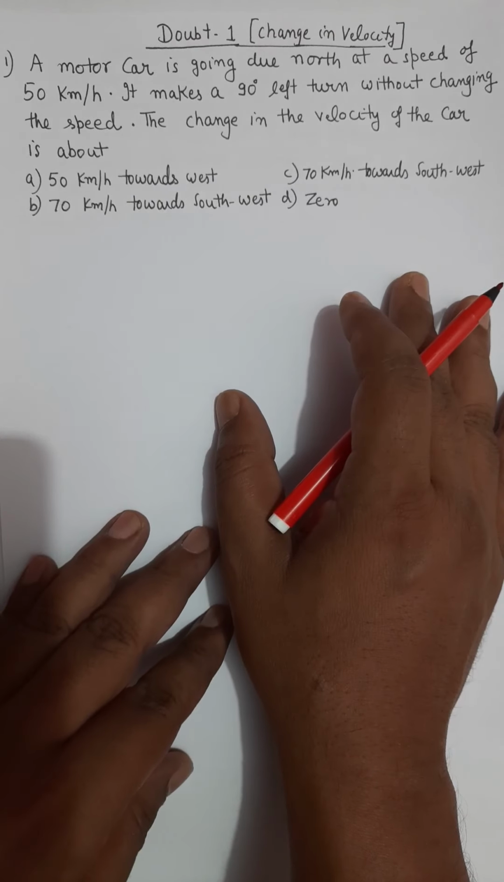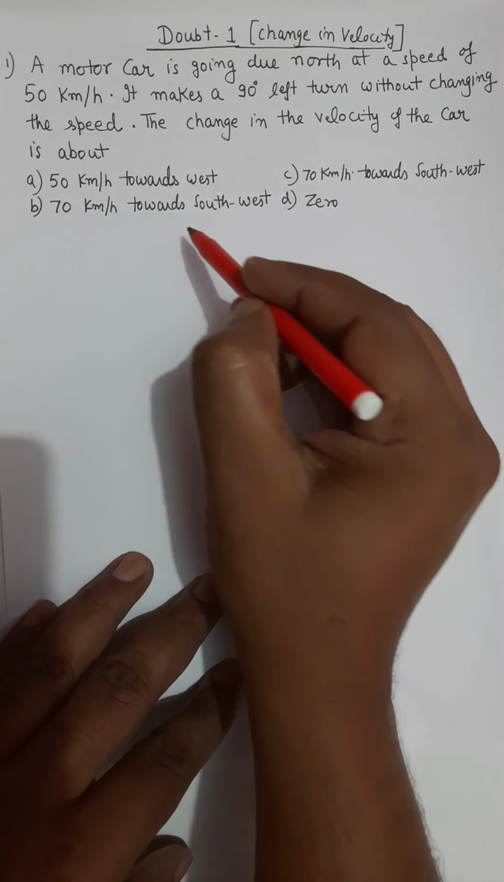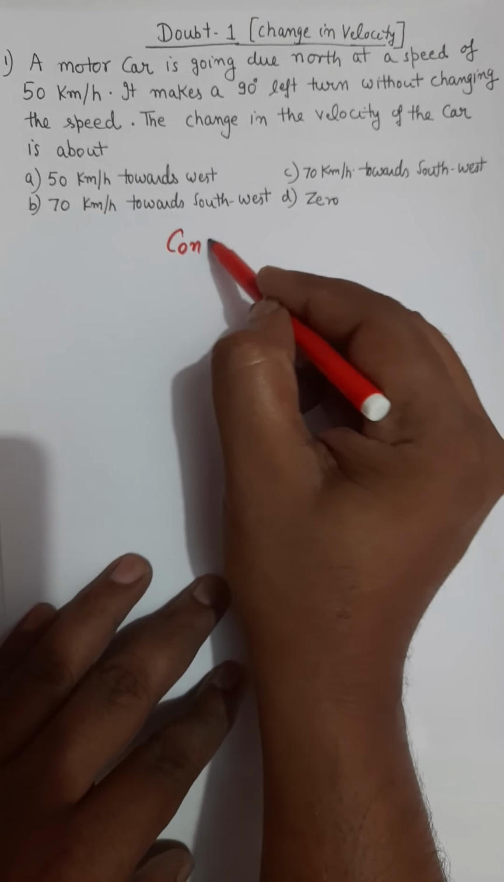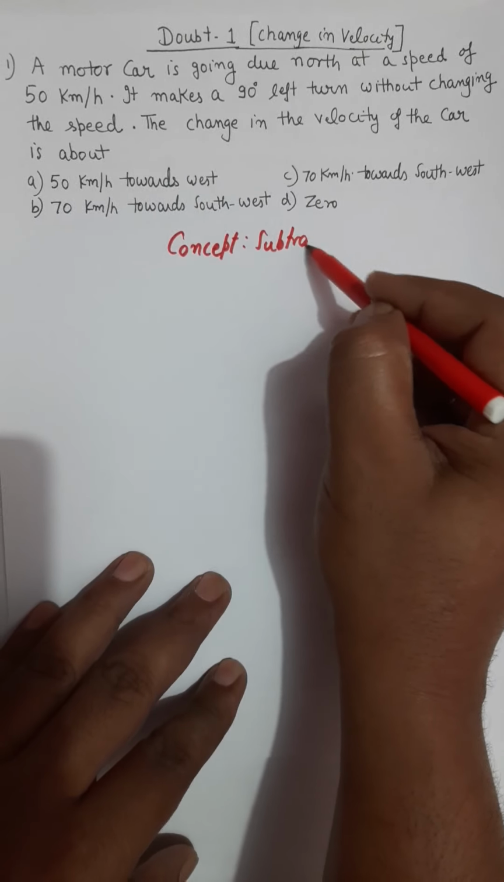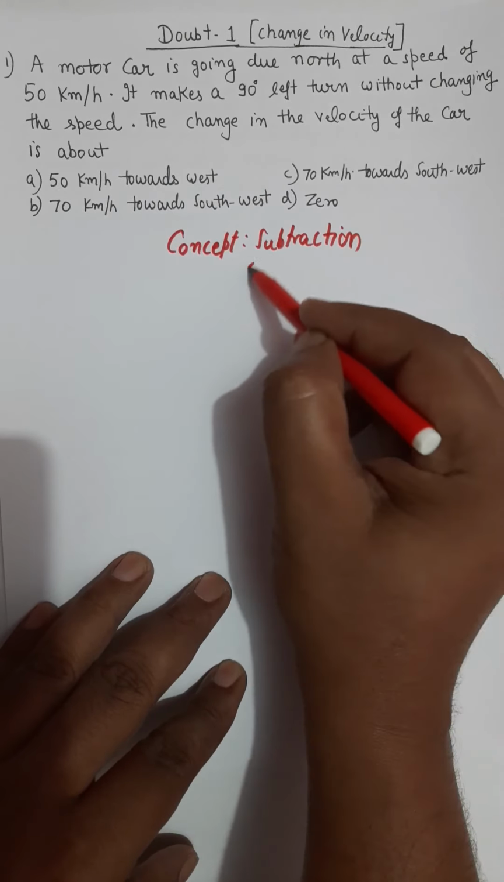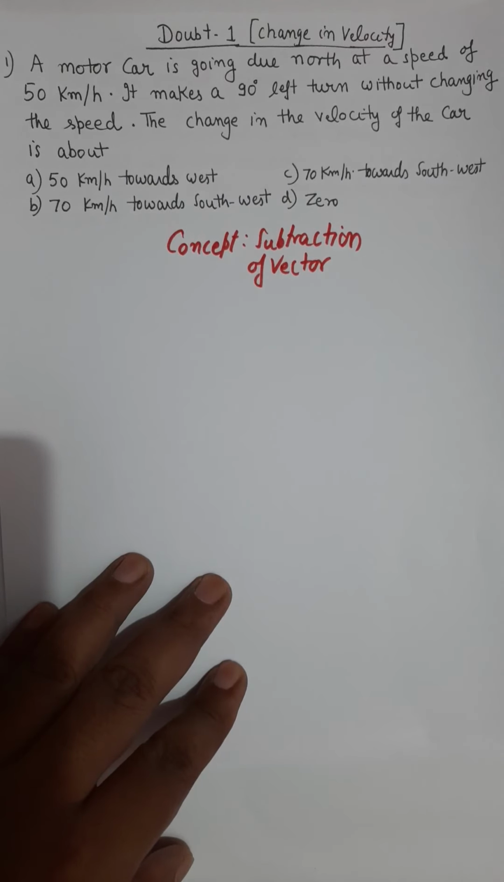This is doubt number 1, which is regarding change in velocity. The concept which is used in this particular question is subtraction of vector. If you know how to subtract vector, then you can easily solve this question. That's the concept behind this question, subtraction of vectors.